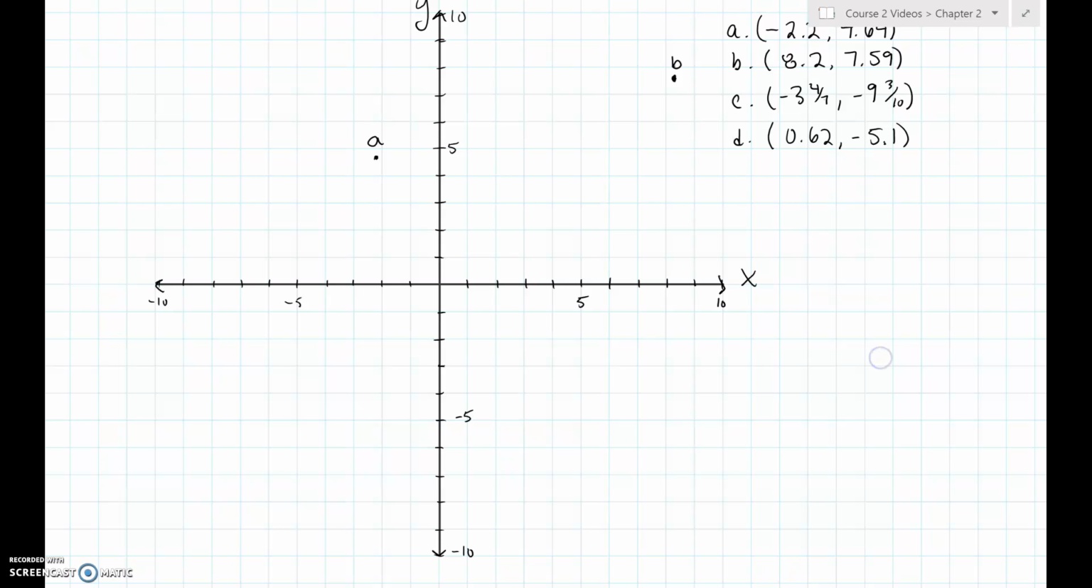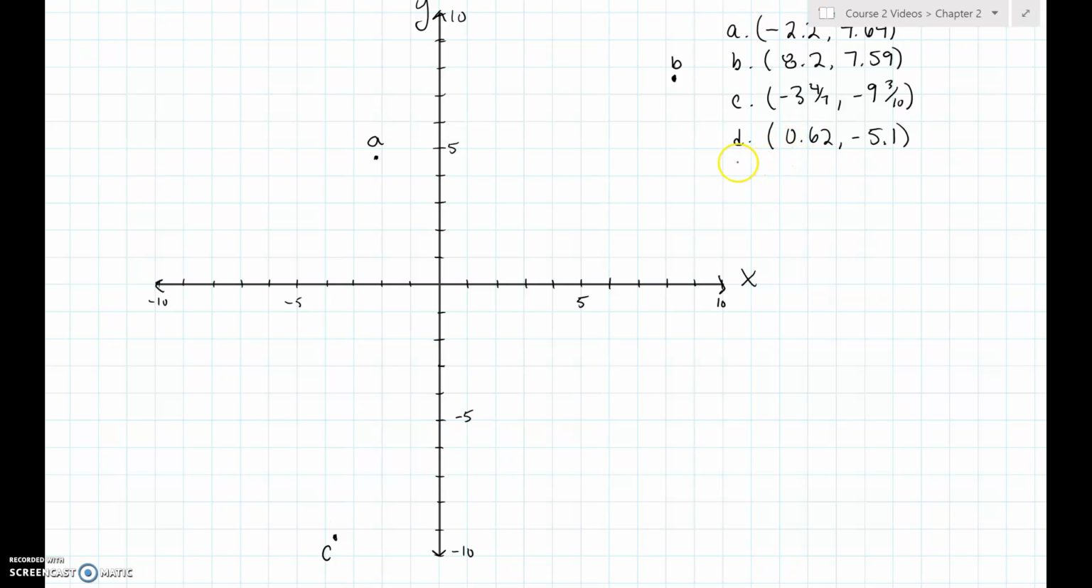So -3, 1, 2, 3 1/2 is right about here. And it's a little bit more, and then we need to go to -9, so 1, 2, 3, 4, 5, 6, 7, 8, -9 1/2 would be there, and we want 3/10, so right about there. And that is point C.